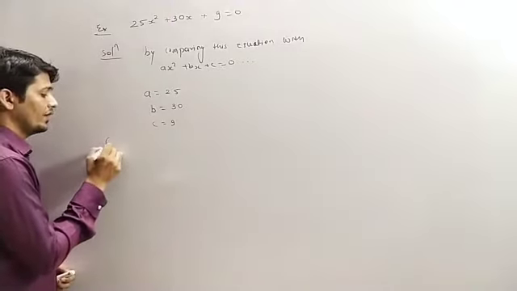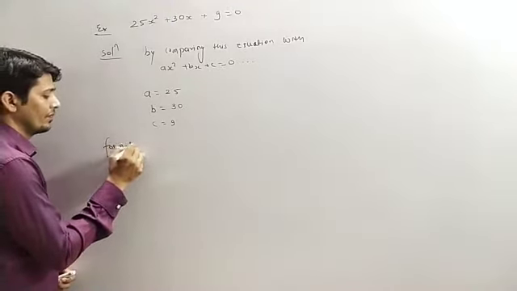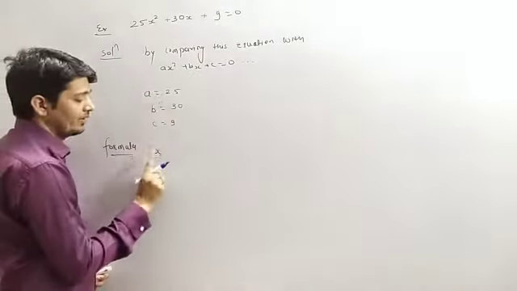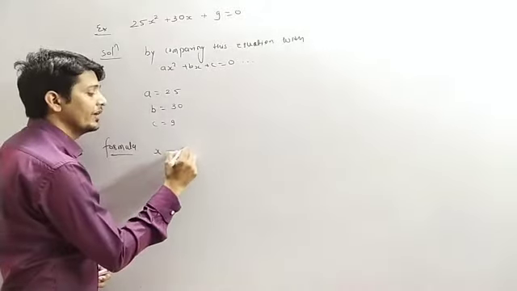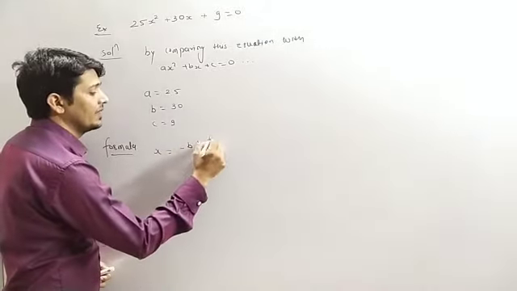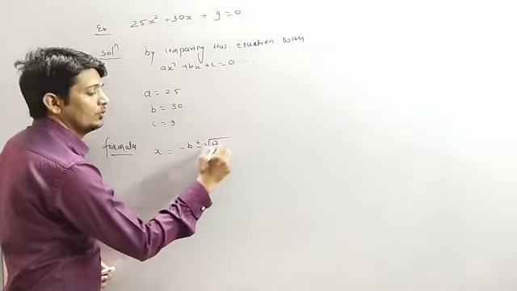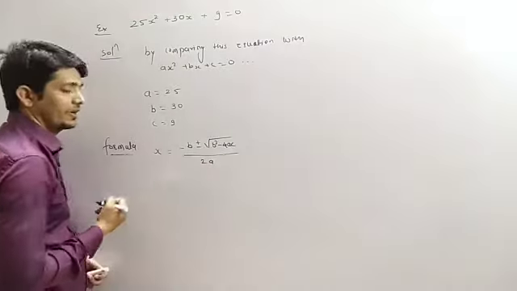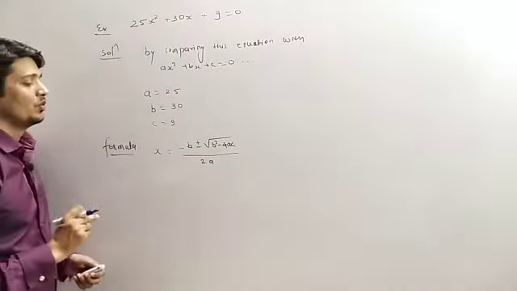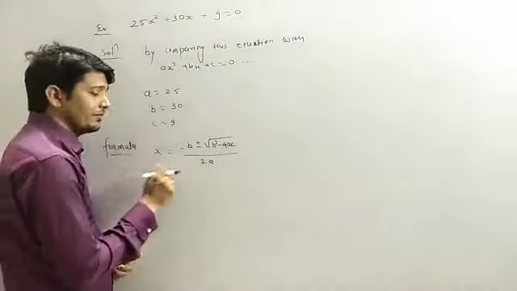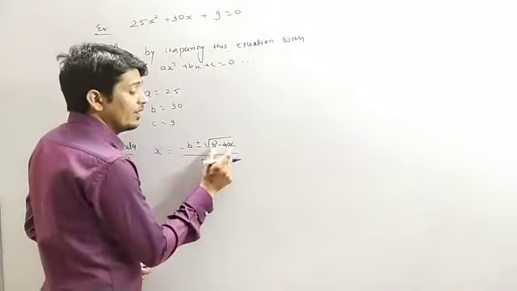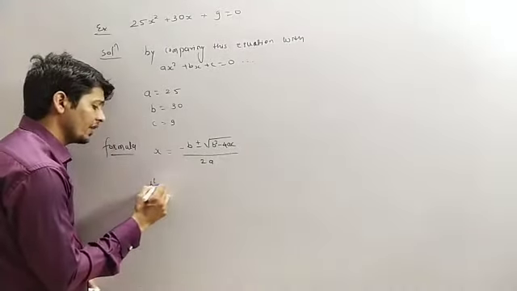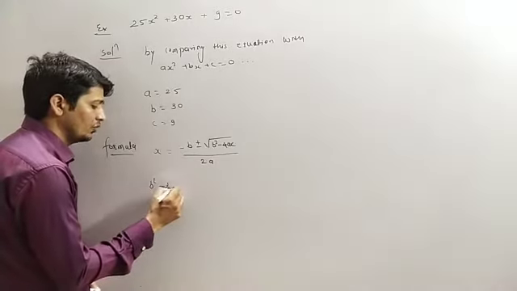So what is the formula now? The formula is x. See here, x is the root, that's why we have taken x. So x equals minus b plus minus root of b square minus 4ac, upon 2a. Okay, it is the formula. So every time we first derive the value of b square minus 4ac.